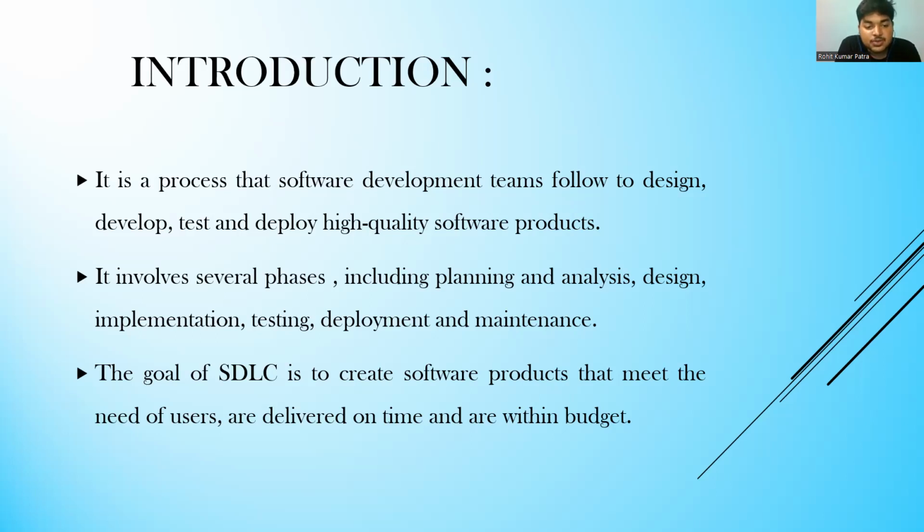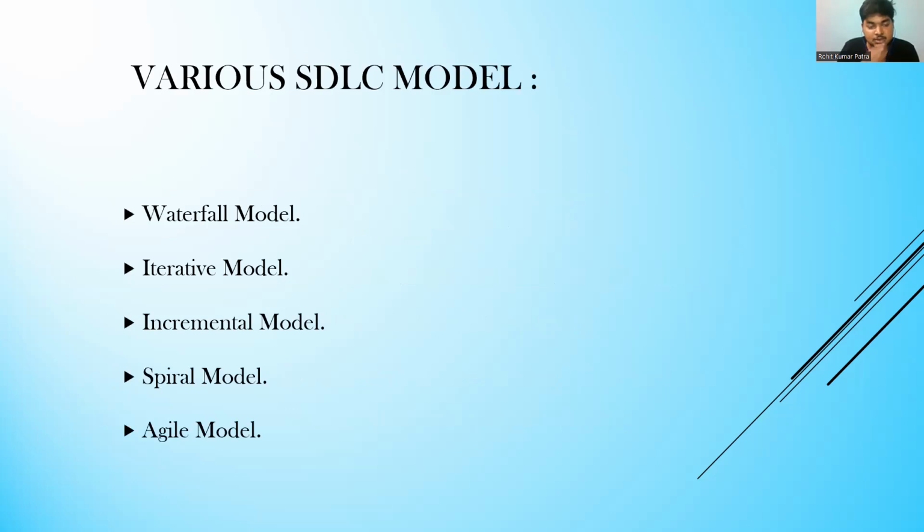The goal of the software development life cycle is to create a software product that meets the needs of users, is delivered on time, and is within budget. For example, Google Maps is useful for many users at this time. It always provides a product which is good for us, and it is within the budget. After that, we will see the various SDLC models.